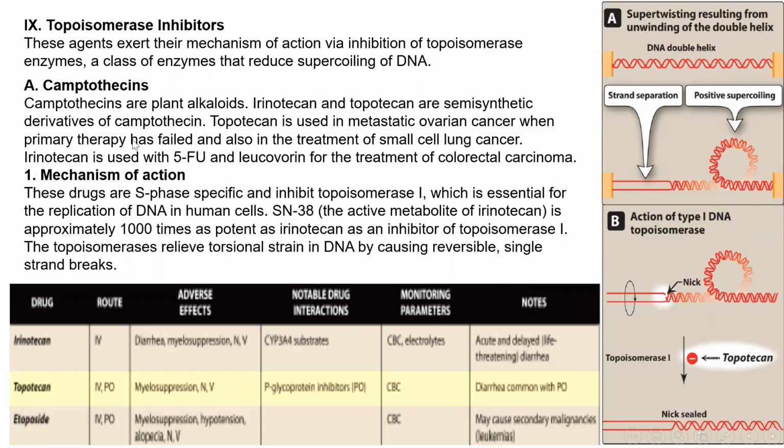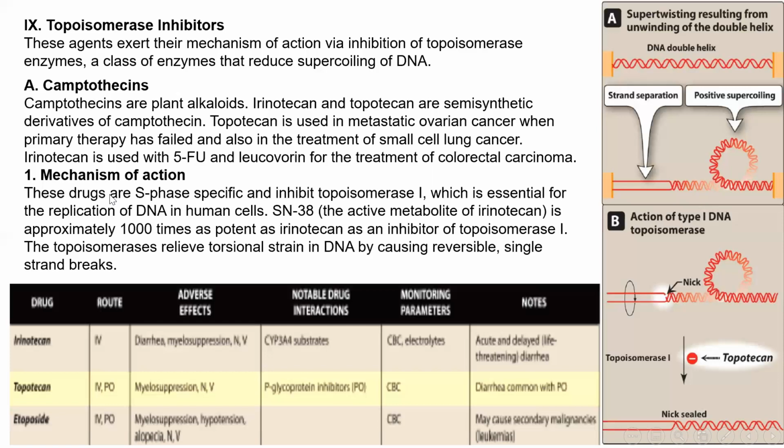The first agents in this class are the camptothecins, and this is the original drug. Then we have two derivatives that originated from this alkaloid, irinotecan and topotecan. Topotecan is now used to treat metastatic ovarian cancer when the primary therapy is not very effective. And irinotecan is now used in combination with 5-FU, 5-fluorouracil, and oxaliplatin to treat colorectal cancer.